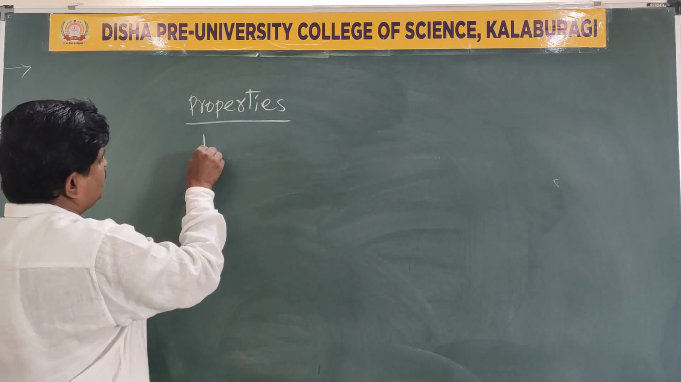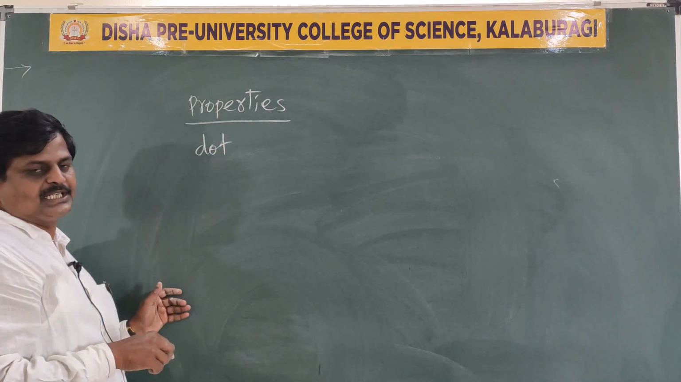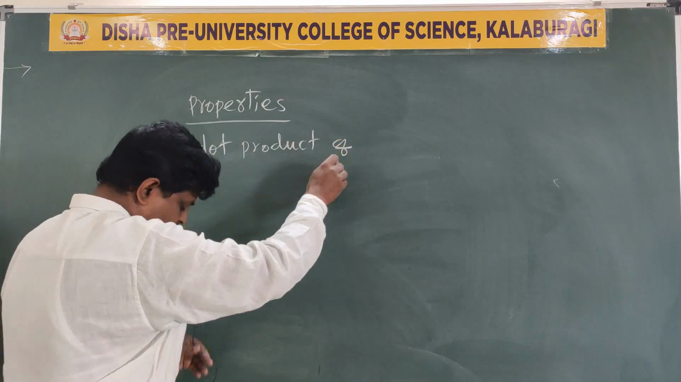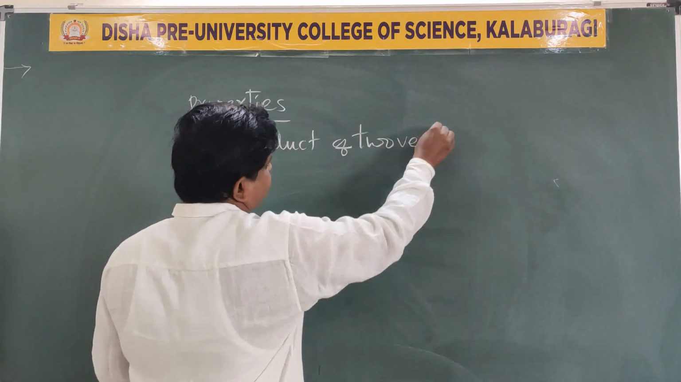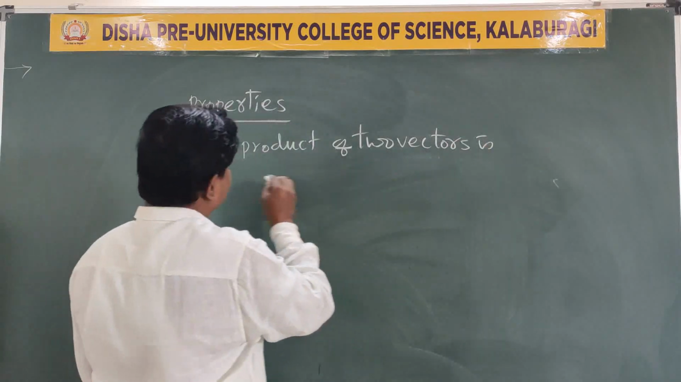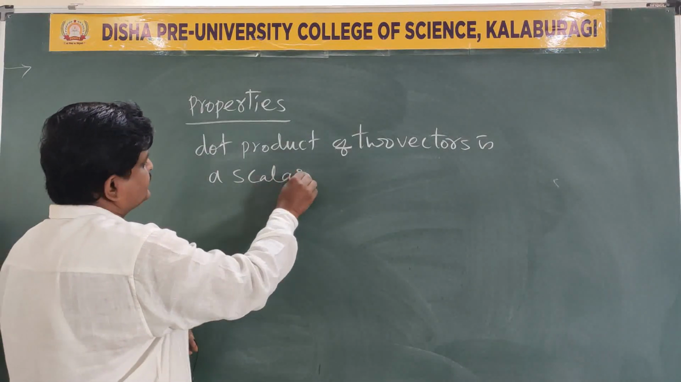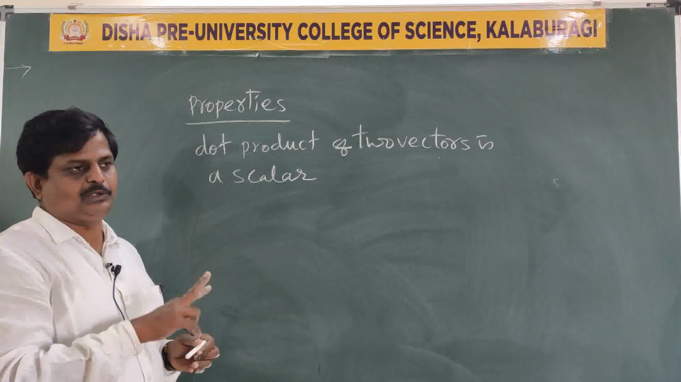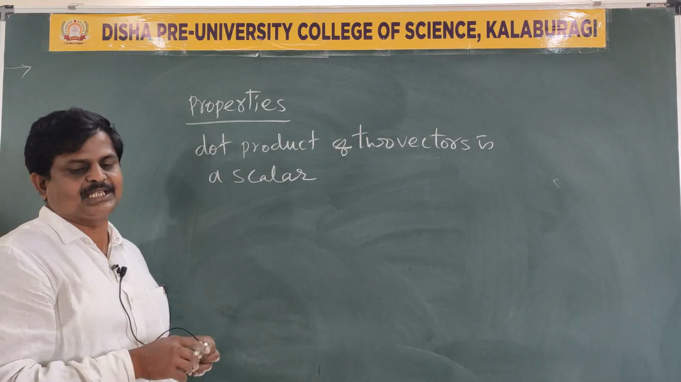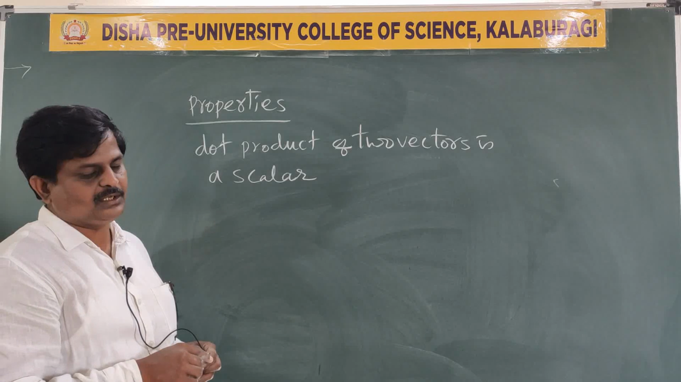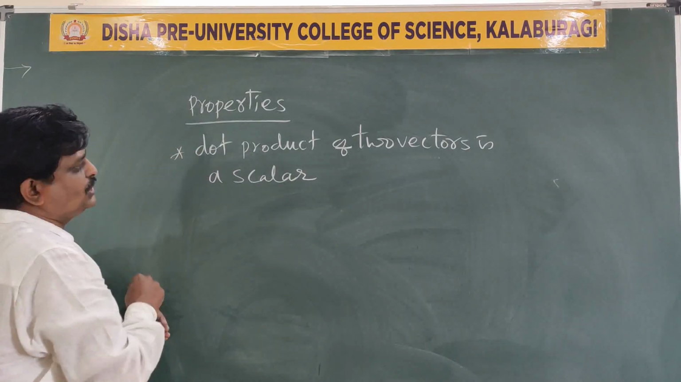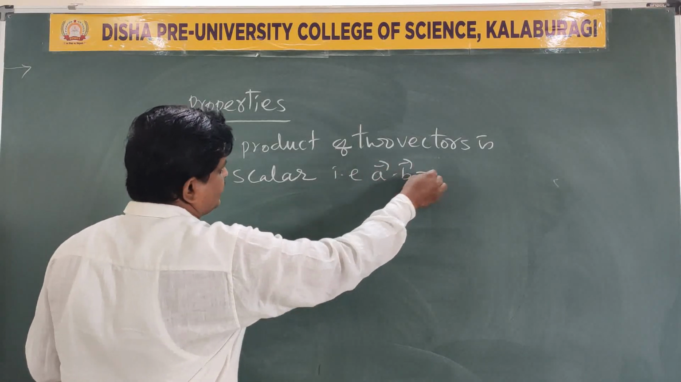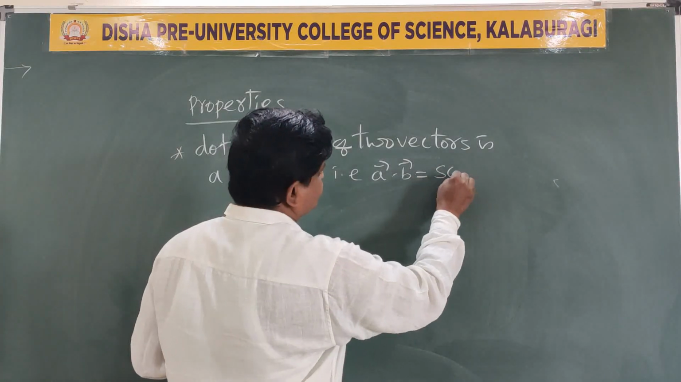First, dot product. Remember, another name for scalar product is dot product. Dot product of two vectors is a scalar. Actually this is the reason why the product is named so, because when you operate two vectors, if you get the answer as a scalar, then only it is called a scalar or a dot product. So the first property is that the dot product of two vectors, that is A dot B, is going to be a scalar.